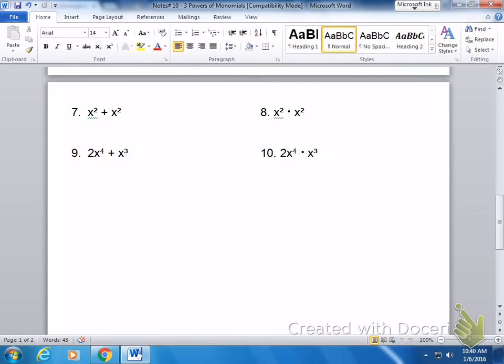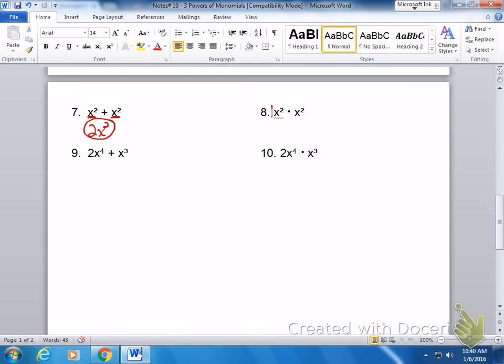We've got a couple that are addition, a couple that are multiplication. So let's look at number 7. Remember, when we're adding, our variables and exponents have to match. So I have an x squared and an x squared, so I can add them together. Well, x squared plus x squared would give me 2 x squareds. Now, instead of adding them on number 8, we're multiplying. Remember, on multiplication, we add our exponents.